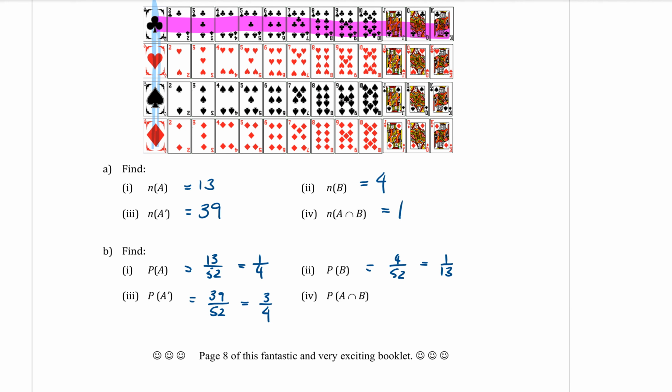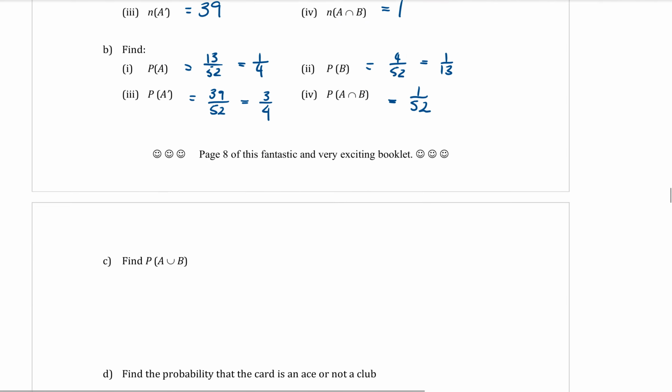And finally, the probability of A and B. The and is the one that's both, so it's 1 out of 52. So that was pretty easy once we'd already counted all the numbers in part A. All right, parts C and D on the next page are also to do. It is part C and D of the same question. It's following on, it's still about those cards, right?